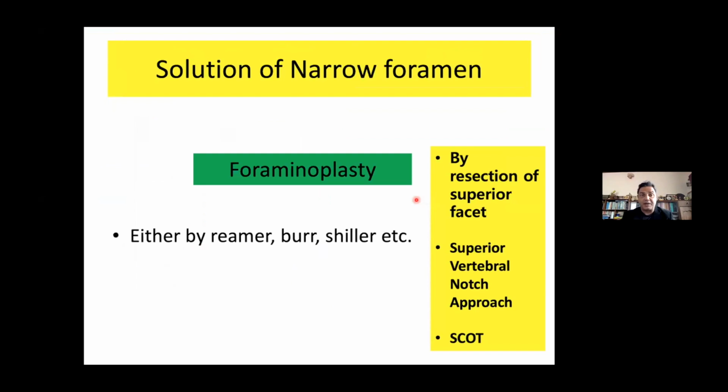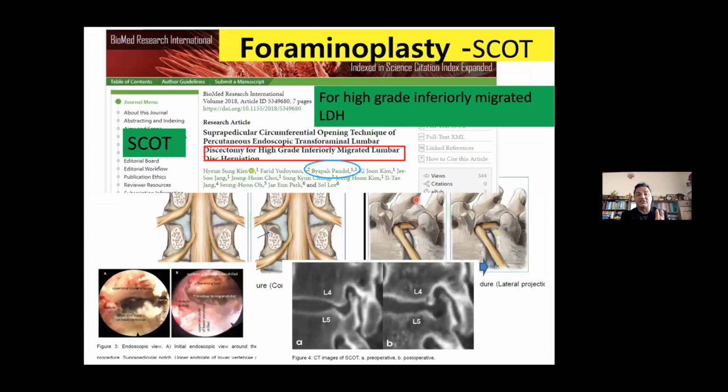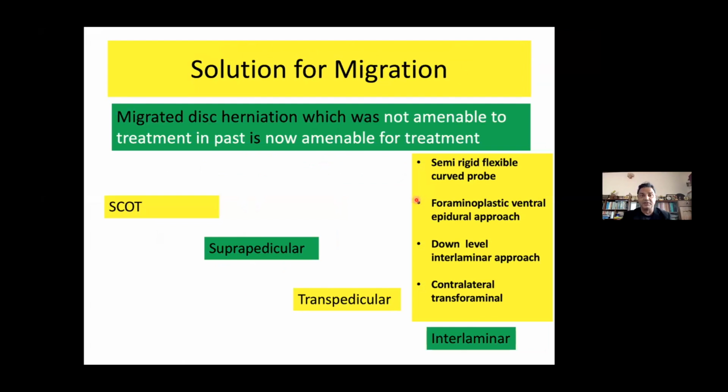The problem of the narrow foramen can be solved with foraminoplasty, either by reamer, bore, or sealer, by dissection of the superior facet, the superior vertebral notch approach, or the S-cut, the suprapedicular circumferential opening technique. This S-cut technique is usually used for discectomy in high-grade inferiorly migrated lumbar disc herniation.